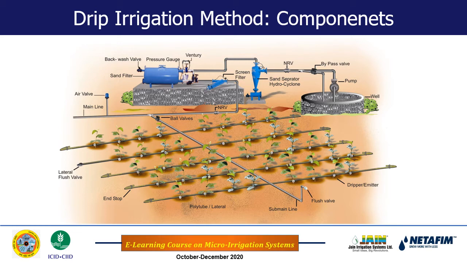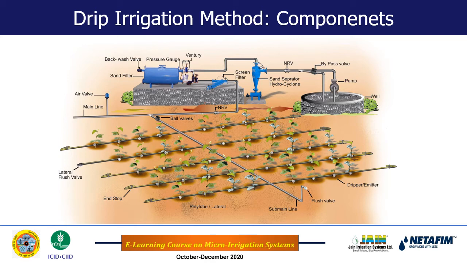Okay, so in short, normal emitters which are available, unless someone tells you that this is a PC emitter, those are NPC emitters, in which case the discharge varies as per pressure, and as pressure is more at the head and less at the tail, you will get the discharge difference, and if this discharge difference is much, then we have to limit the lateral length or we have to increase the lateral diameter in order to have the discharge variation within the acceptable range of 5 to 10% in order to get the uniformity coefficient or emission uniformity more than 90 to 95%.